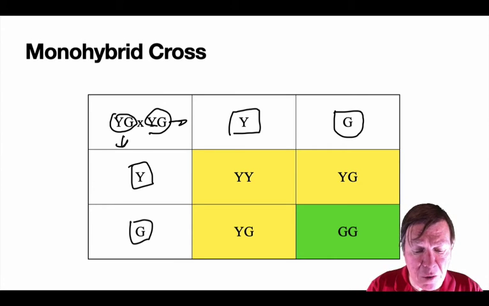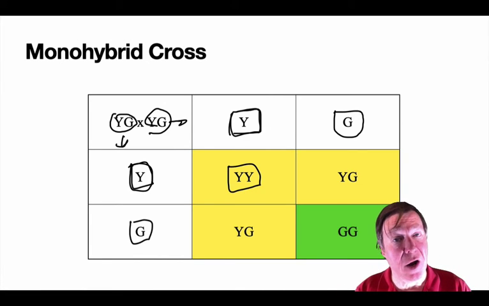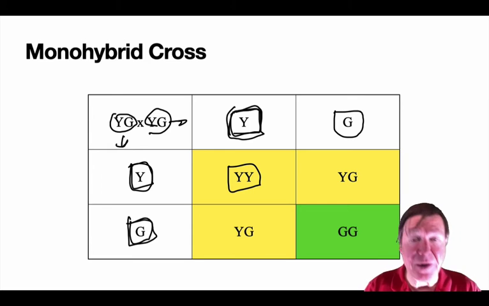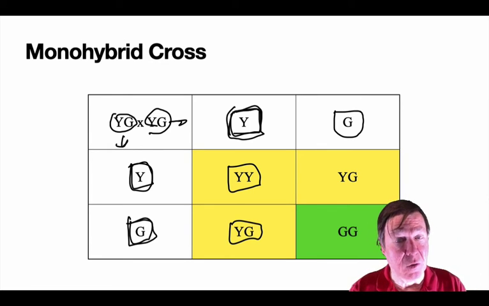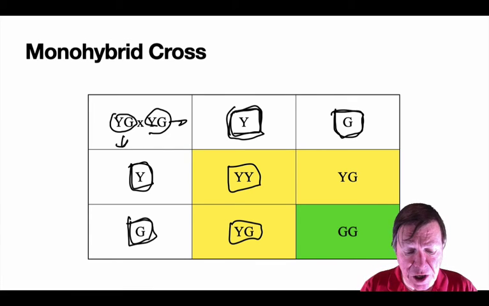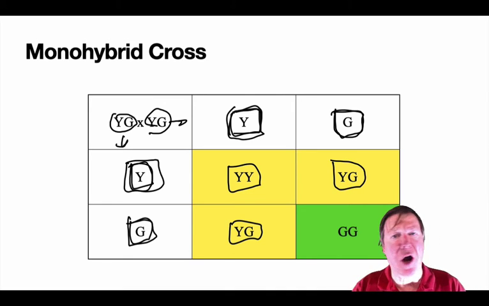Well, if the top parent gave a Y, and the side parent gave a Y, then we would have a YY, and because yellow is dominant, it would be a yellow colored P. If the top parent gave the Y and the side parent gave the G, we would have YG. But because yellow is dominant, it would be yellow. Or if the top parent gave a G, but the side parent gave a Y, it would still be YG or GY. It doesn't matter what order it's in. But because yellow is dominant, it would be yellow.